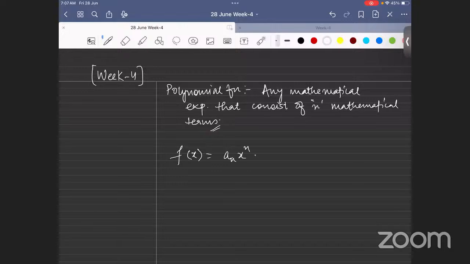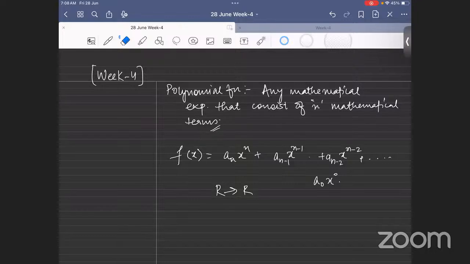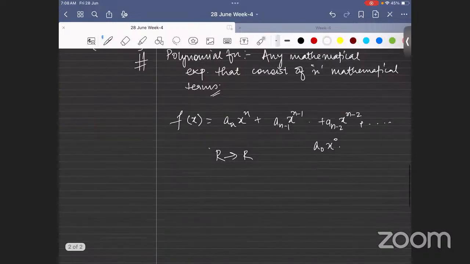For this type of function, if you have not been given anything regarding the domain and the range, basically it is from R to R. So the domain will be R and the range also will be R. These are simple things. You will not be asked regarding the definition and all, but you should know the basic stuff regarding the polynomial.